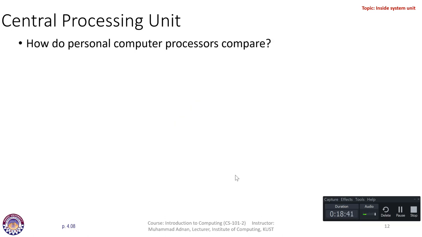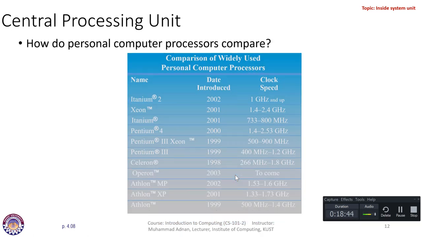Okay, so with that, how do personal computer processors compare? In a personal computer, you can have a variety of processors, Itanium, Xeon, and others, and these are their clock speeds. Itanium 2 has, I think, 1 gigahertz of clock speed, and then Pentium 4 has 1.4 gigahertz. Nowadays, Core i7 has around 2.5 or 3.4 gigahertz speeds.